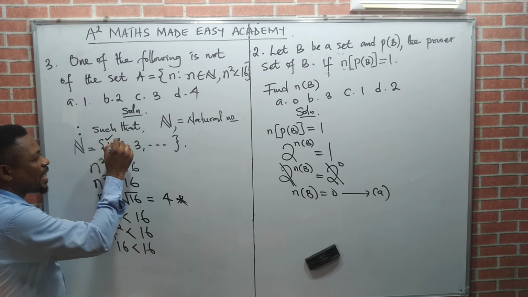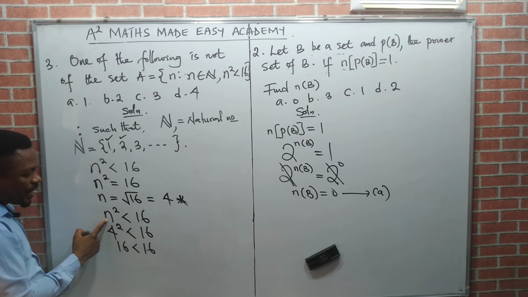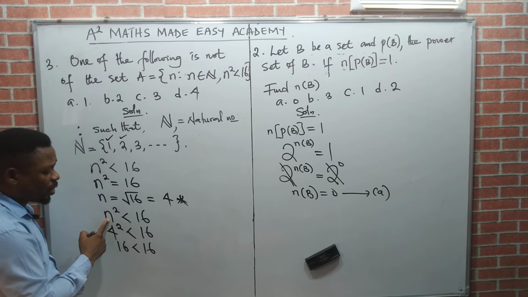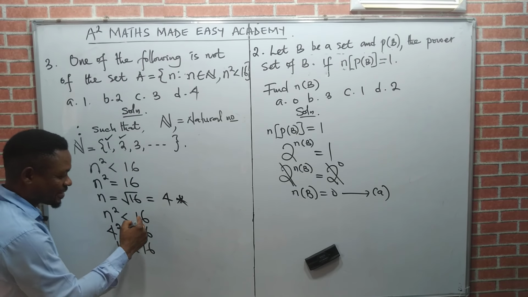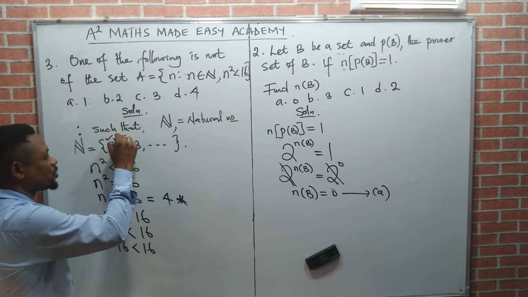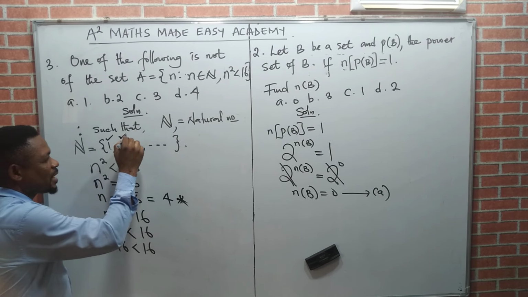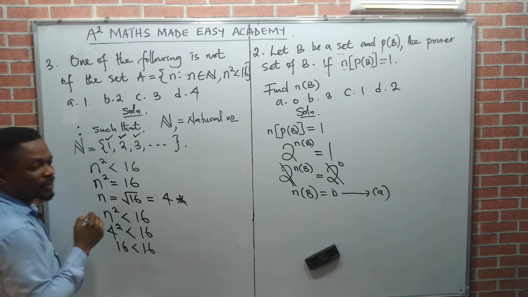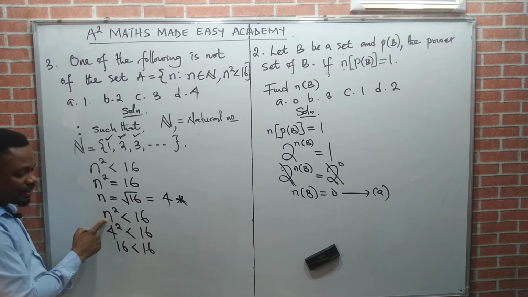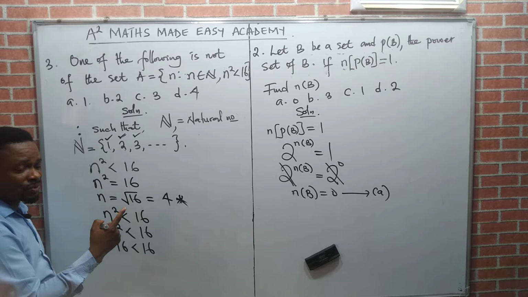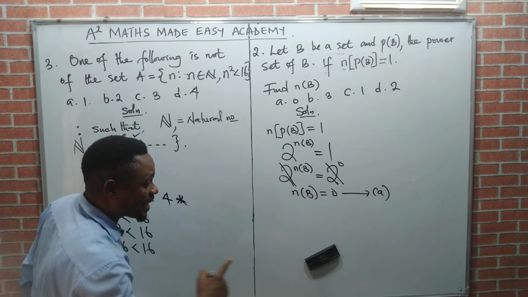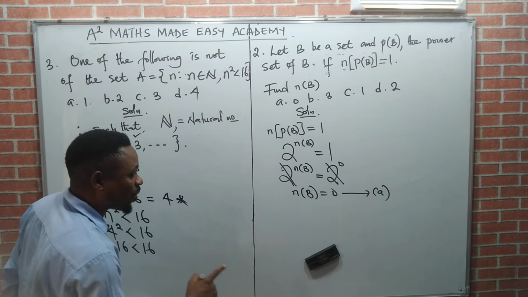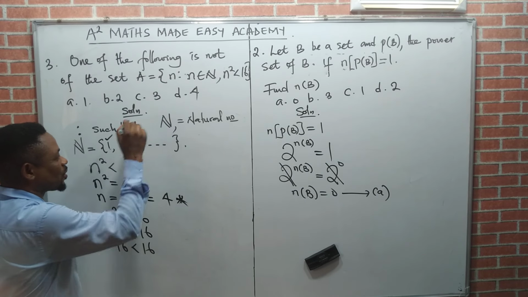Next one, consider n to be what? 2. Now anywhere you see n, remove it and put what? 2. 2 raised to power 2 is what? 4. Can 4 be less than 16? The answer is yes. So which means 2 is a member. Then I move again to when n is what? 3. Put it here again. 3 raised to power 2, what is it? Talk to me. Here is 9. Now the question is, can 9 be less than 16? The answer is yes. So which means 3 is also a member.